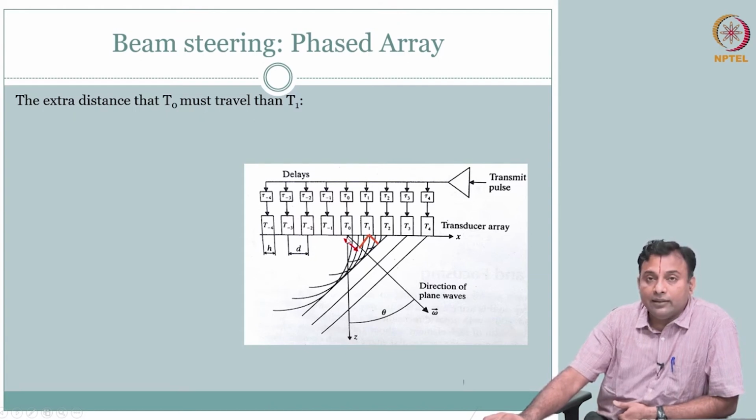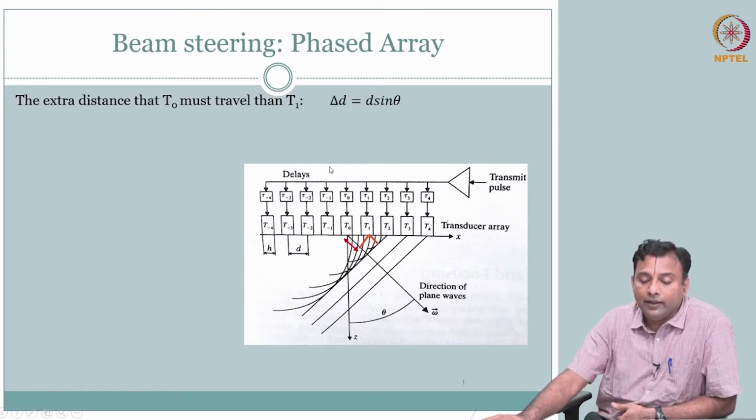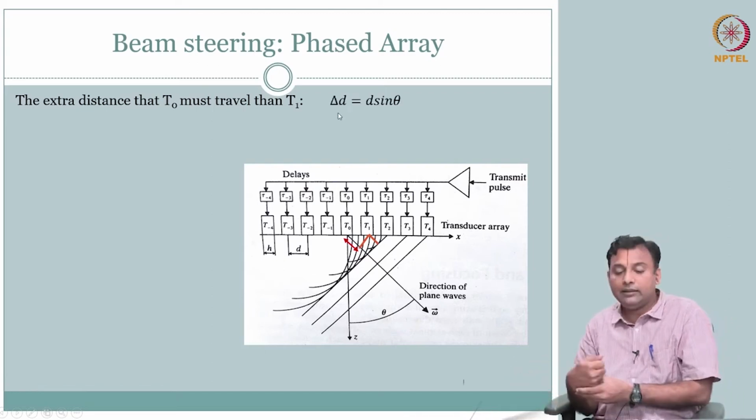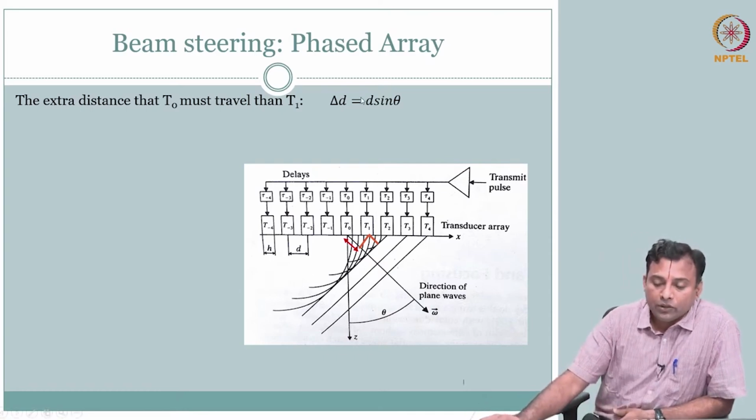This is the extra length this wave has to travel from T0. That is going to be what? Oh, you have your theta here, right? And you know the center to center distance, which is your d. So I know my d, I know my theta, so I can relate them. All I need is this extra length. What is that? That extra length delta d is d sine theta. Okay, so d sine theta.